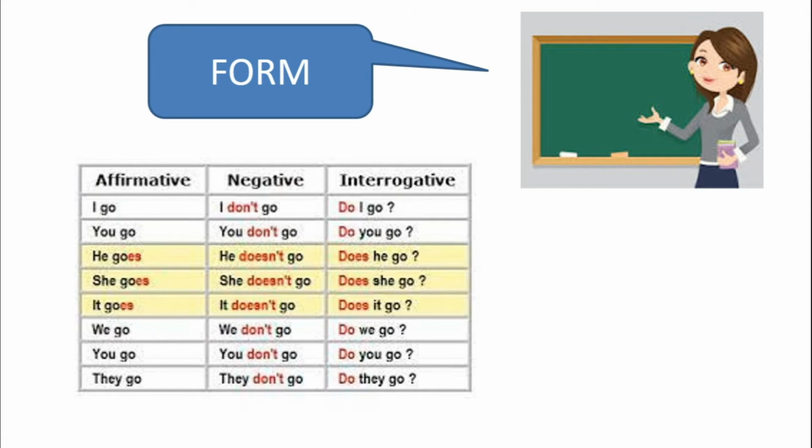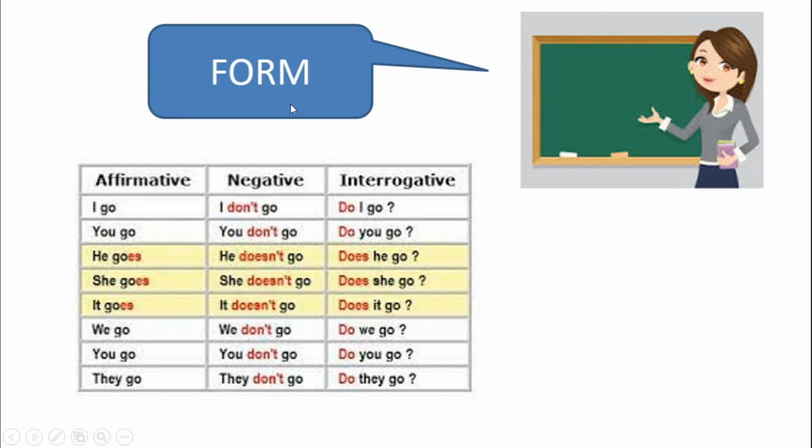The only difference is in third person singular. Goes. He goes, she goes, it goes. Where we need to add the suffix es to the base form of the verb.